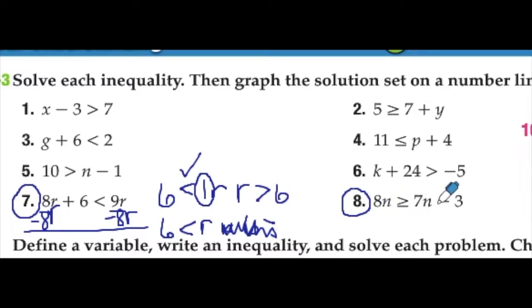For number 8, we have 8n and 7n. If I subtract 7n from both sides, 8n minus 7n is 1n is greater than or equal to negative 3.